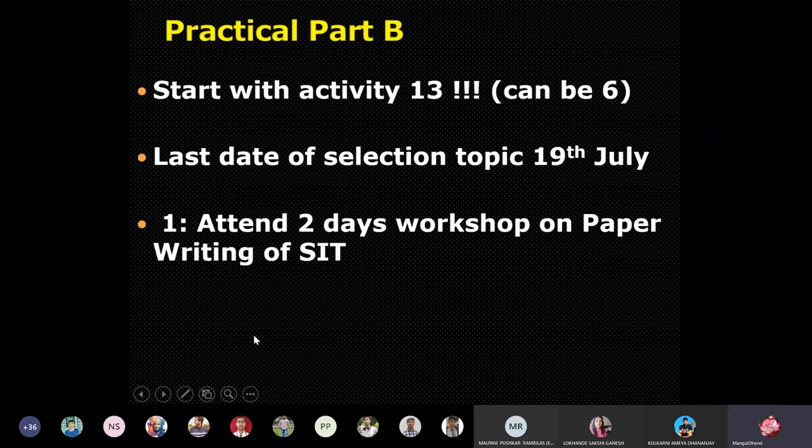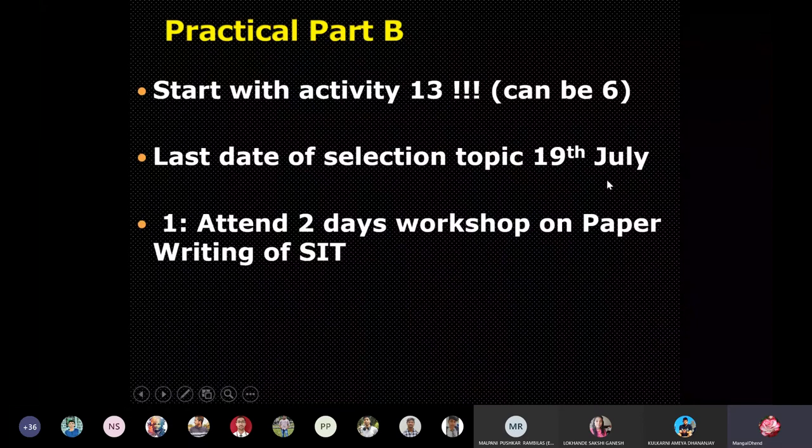So I want to just talk about practical part B. Already I told you, you start with activity 13 or it can be 16. So now let us see what part we have covered, or let us consider this unit 3. And on unit 3, I already told you 5 topics which you can think. Start completing activities individually so that your 6 activities will be completed. And the last date of completing this activity 13 is 19th July, okay?